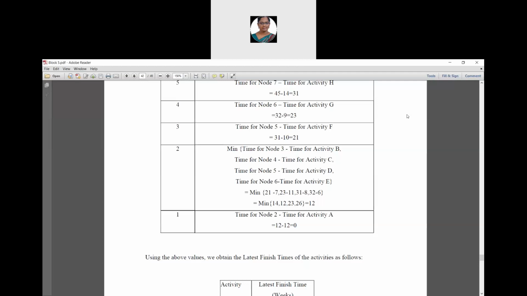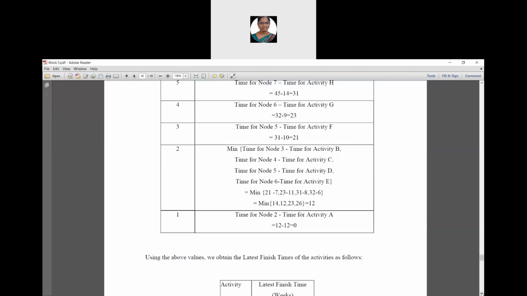For node 2, they have four succeeding values. So here it is a backward direction. So we have to find the difference and pick out the minimum value. So minimum of time for node 3 minus time for activity B, time for node 4 minus time for activity C, time for node 5 minus time for activity D, time for node 6 minus time for activity E. Therefore, minimum of 14, 12, 23, 26 is 12.